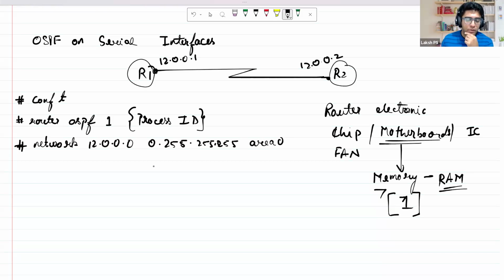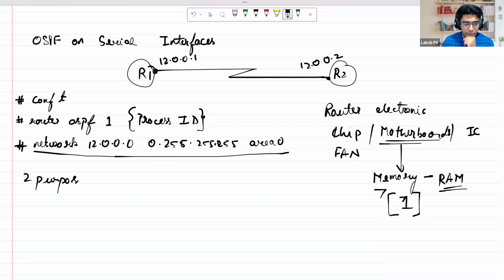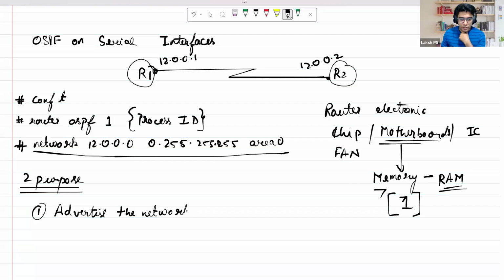Okay. So now this particular syntax in OSPF has two purposes. First is to advertise the network.